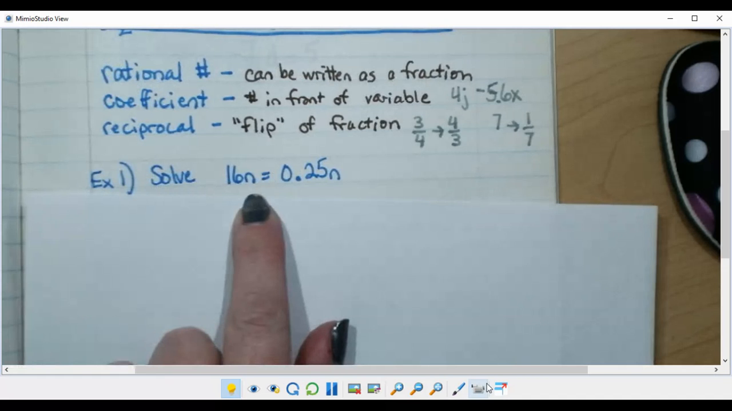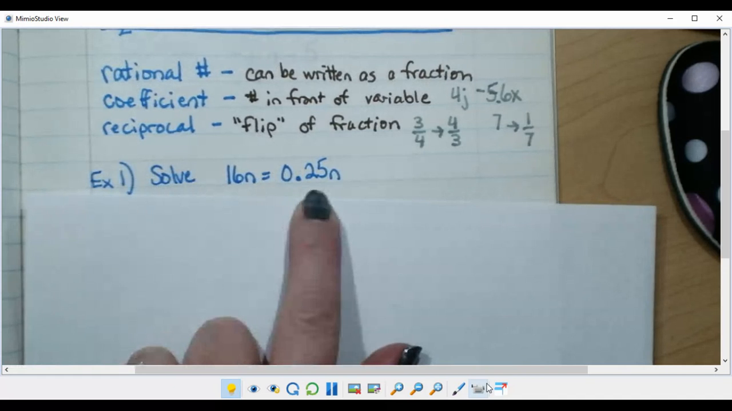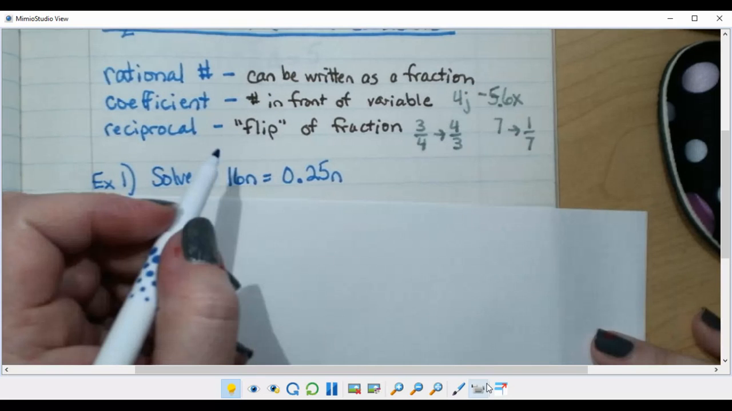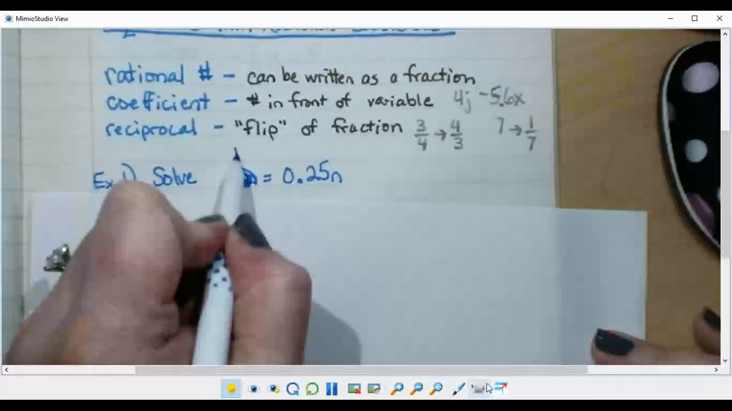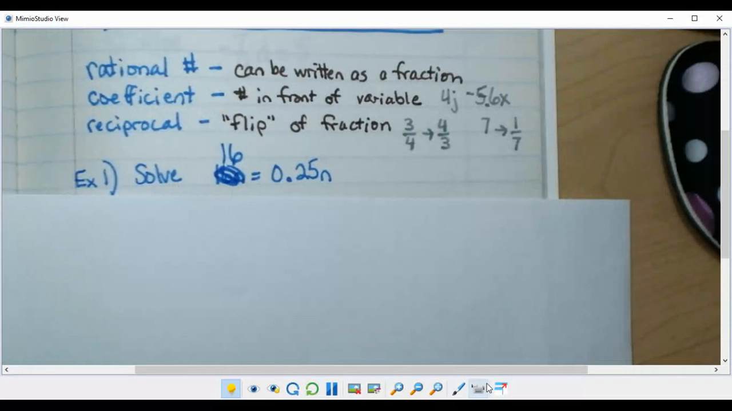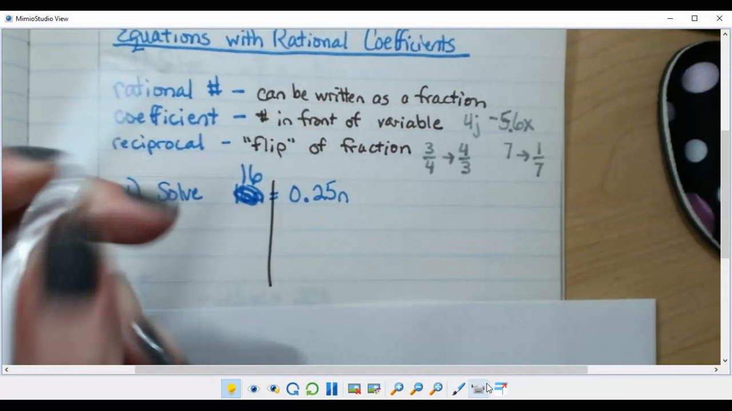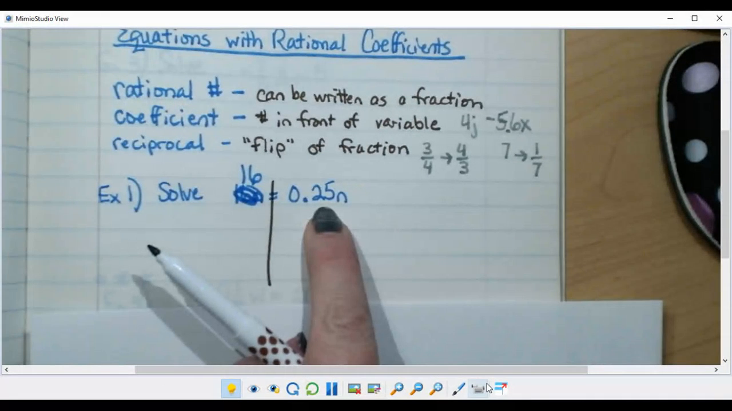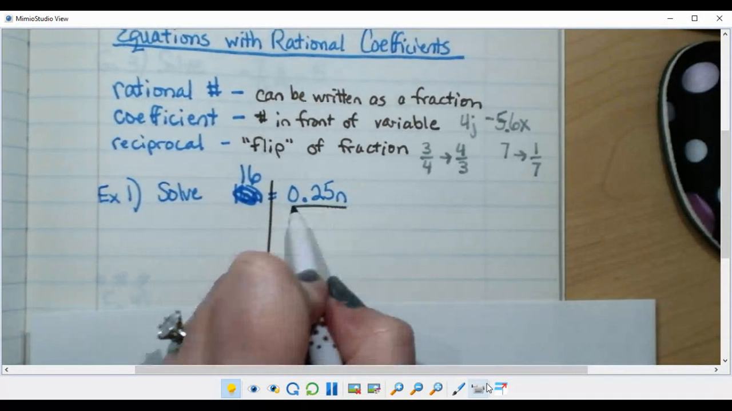Solve 16n. I'm sorry, this is not correct. Solve 16 equals 0.25n. There is no variable with the 16. It's just a plain 16. Okay, so we're going to split it at the equal. We're looking for n. The 25/100ths is attached by multiplication. So we're going to divide.